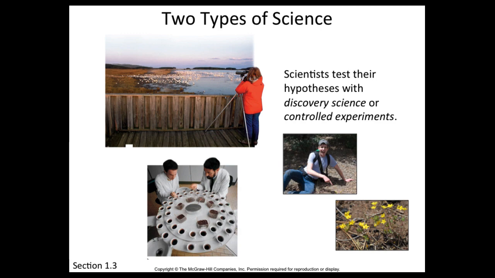On the right-hand side of your screen, you can see me doing research as a grad student. I went out and collected flowers all over California, and then I sequenced a little piece of the DNA in the chloroplast of these flowers to try to figure out how they're related to each other on the tree of life. And you can see I'm very excited because I uncovered a very rare species in the desert, and I was doing discovery science. The woman looking at birds is doing discovery science as well, identifying bird species. Now, controlled experiments are slightly different.